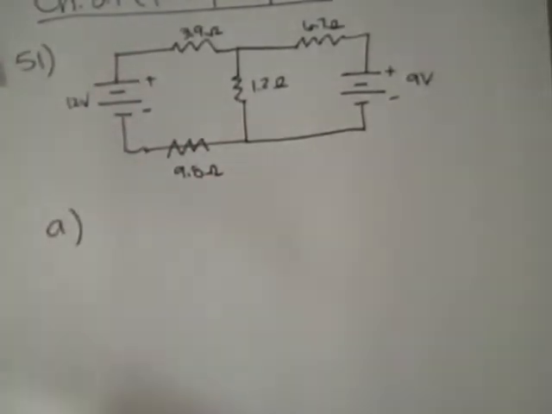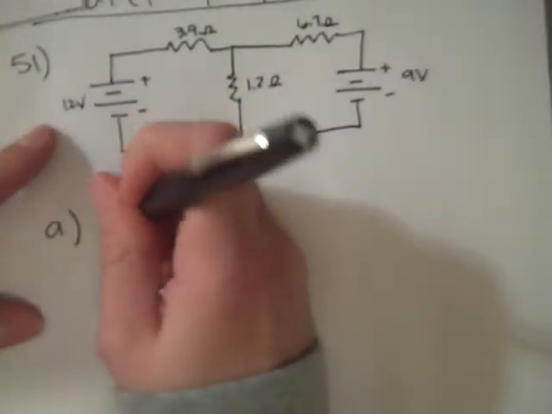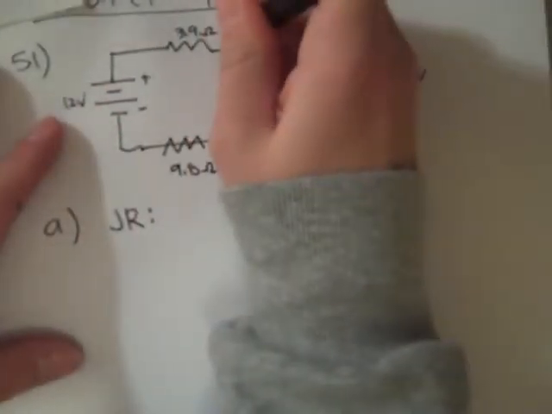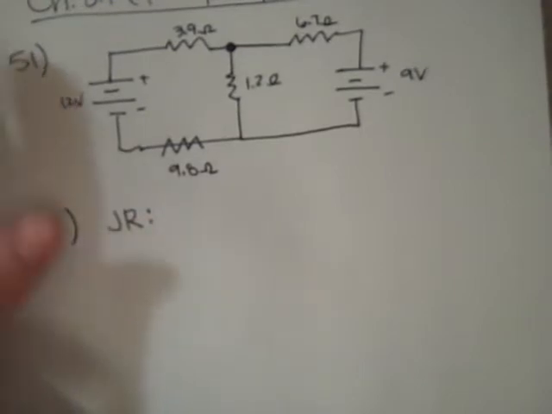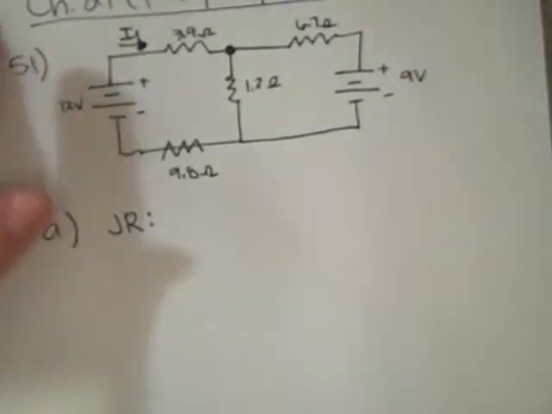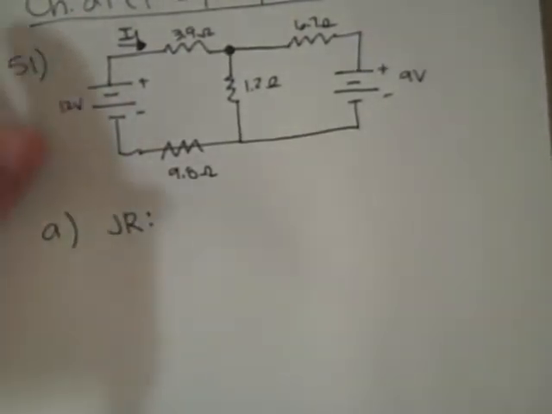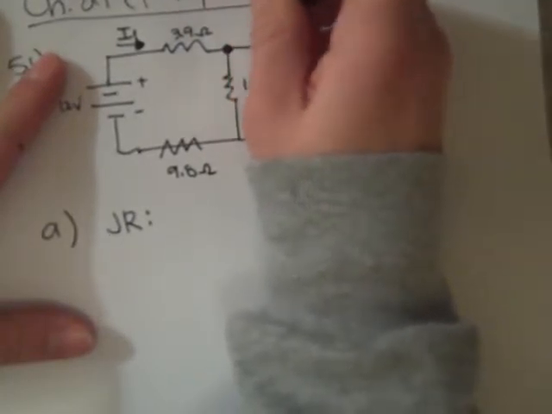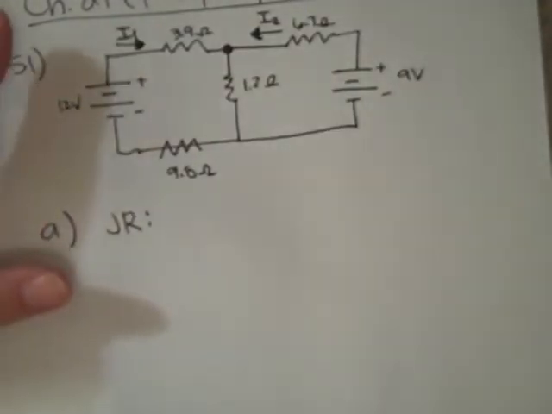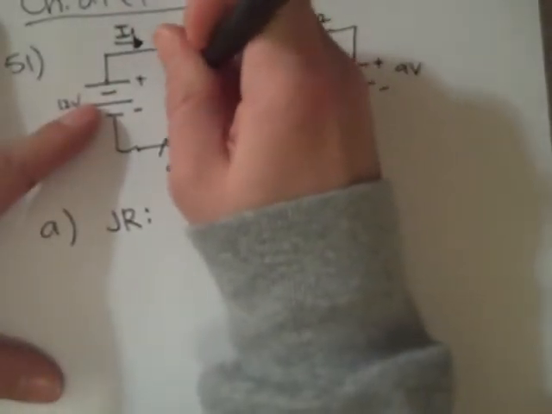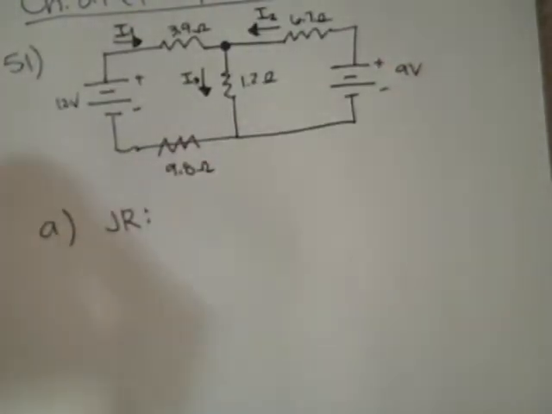So the key to this one is Kirchhoff's laws, and first we are going to use the junction rule. If we choose this point right here to be our junction, I am going to call my first current I1 going to the right towards the 3.9 ohm resistor. I'm going to call I2 coming in the other way to the left through the 6.7 ohm resistor, and I'm going to call I3 the one that's going down through the 1.2 ohm resistor.